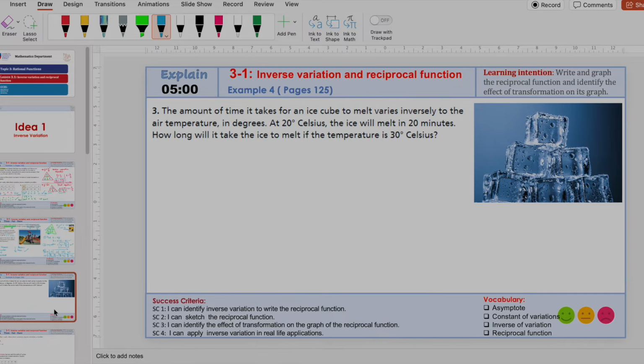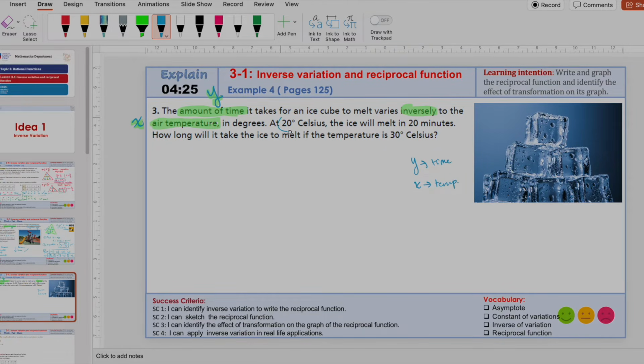Done. Now let's see this one. The amount of time it takes for an ice cube to melt varies inversely to the air temperature. But first of all, I know it's an inverse relationship, and I have two variables. Amount of time, that's the first variable. This is my y. And then air temperature, this is my x. Temperature. Okay, let's see. So y is the time, x is the temperature.